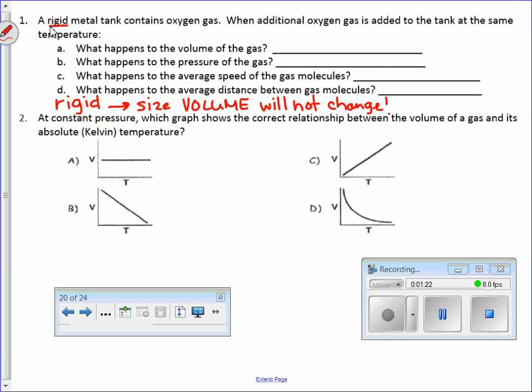So A, what happens to the volume of gas if you add additional oxygen gas? Nothing. There's nowhere else for it to spread. And it said rigid, so there's no change in volume. B, what happens to the pressure of gas? Okay, let's think. If I add gas, I am adding more particles. So those particles are hitting the side of the container more times because I've got more particles. So the pressure should increase.